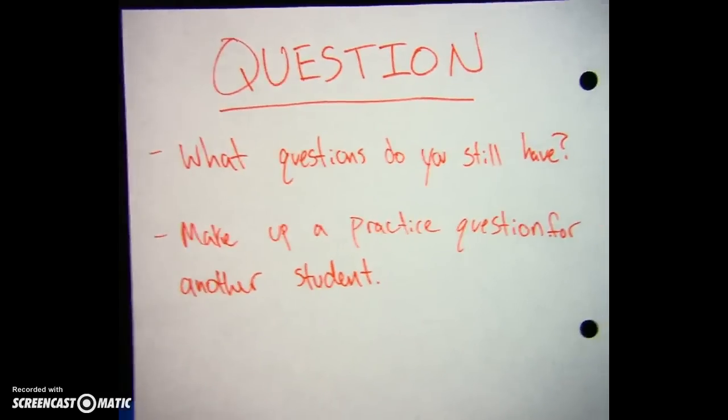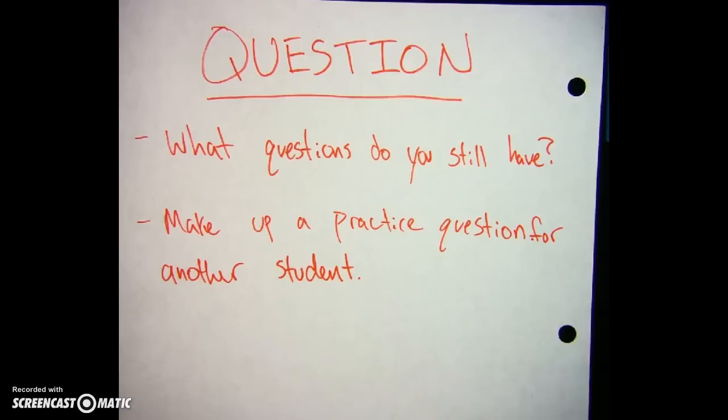For the Q section, you need to ask a question. You can pick one of these 2 choices. Either number 1, what questions do you still have? If you're confused or misunderstanding, the best thing you can do as a student is to put that misunderstanding into a well-defined question. Don't just say, how do you do this? Try to ask a more specific question. That'll help you more as a student. If you feel like you've got the grasp of this, I'd like you to make up your own practice question that could be posed to another student.